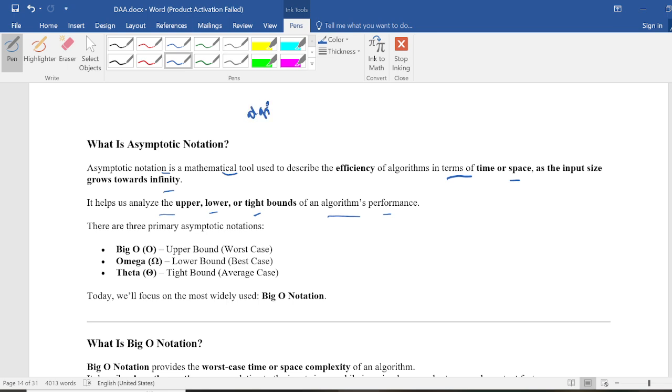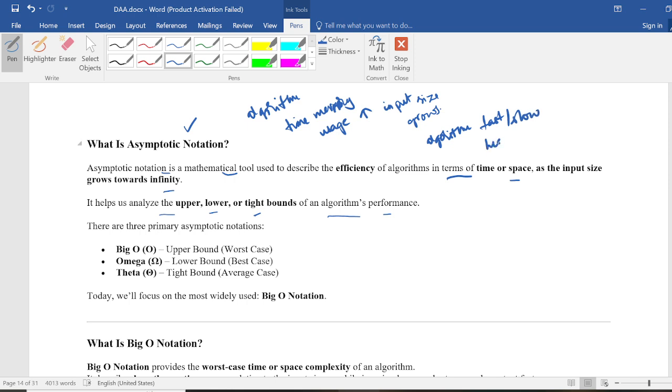So this is what asymptotic notation deals with: how an algorithm's time and memory usage grows as input size grows. In simple terms, it helps us understand how fast or slow an algorithm will be, especially when dealing with large amounts of data, how the algorithm works fast or slow when there is a huge amount of input data.